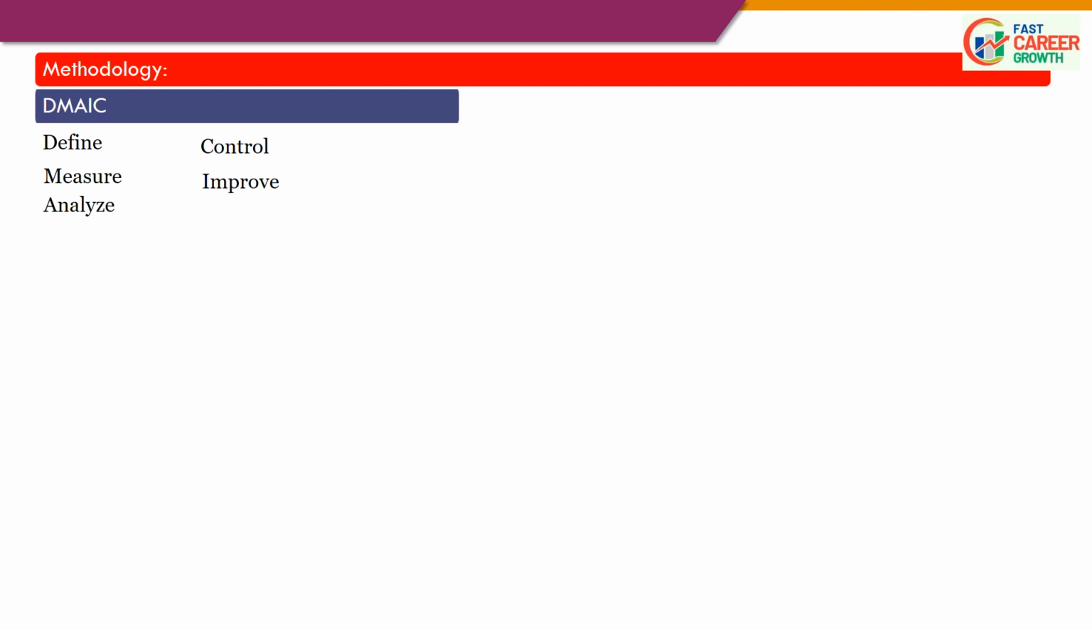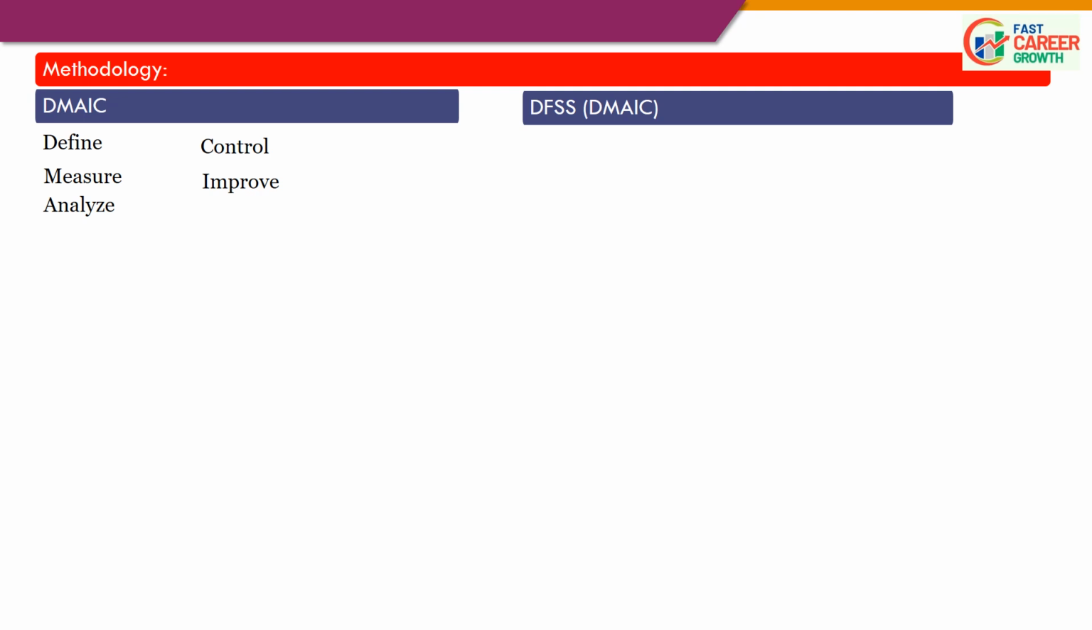Application. DMAIC is suitable for projects where the goal is to enhance and optimize existing processes. It's a structured approach to problem solving and continuous improvement. DFSS, design for Six Sigma. Definition: DFSS is a methodology used for designing or redesigning new processes, products, or services with the goal of achieving Six Sigma levels of performance from the outset. It is applied during the design phase rather than as a response to an existing problem.